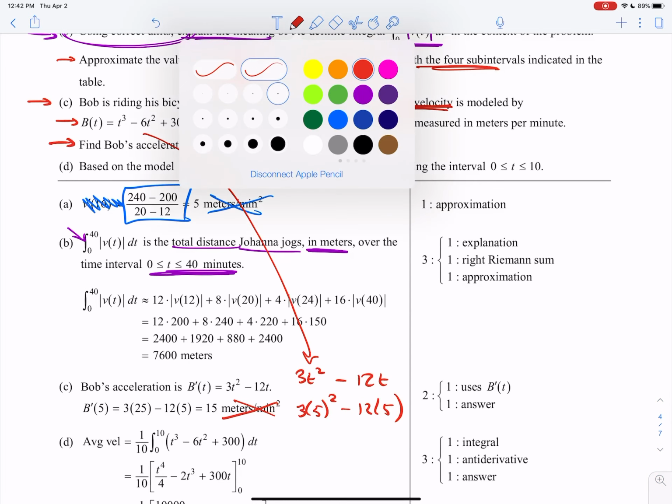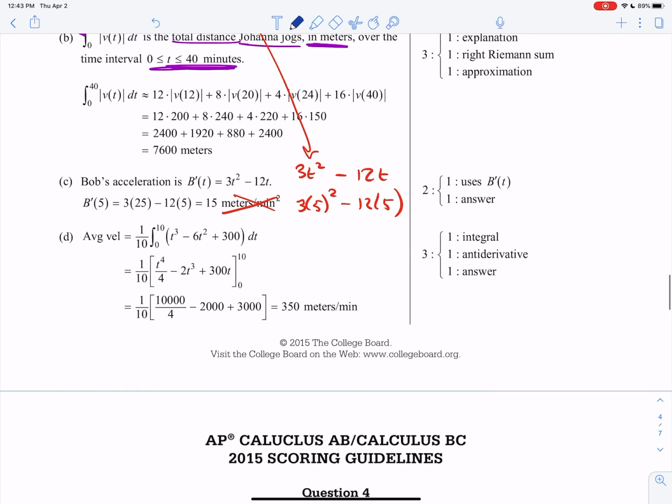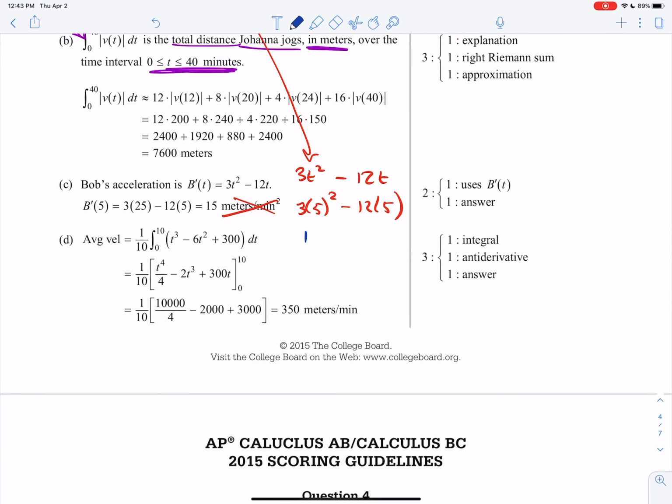Alright? Here's the last part. Part D. Based on the model B from part C, find Bob's average velocity. Okay. Average velocity. Here you go. You integrate from 0 to 10 of Bob, his velocity, and then you make it an average. That fraction on the outside of the integral is what makes it an average. So here you kind of have to do things by hand. So notice we just take the integral.